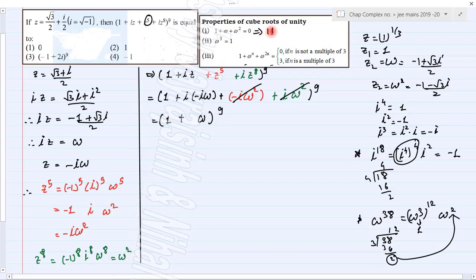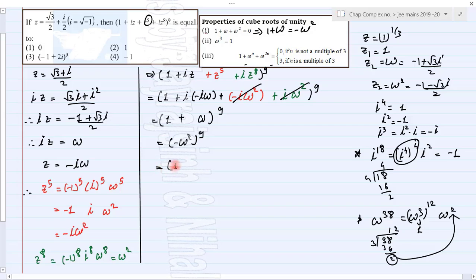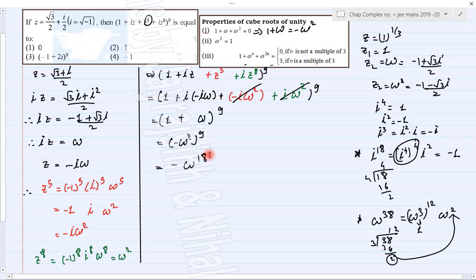So 1 plus omega can be rewritten as minus omega square. So here we get minus omega square raised to 9, or we can say minus omega raised to 18.